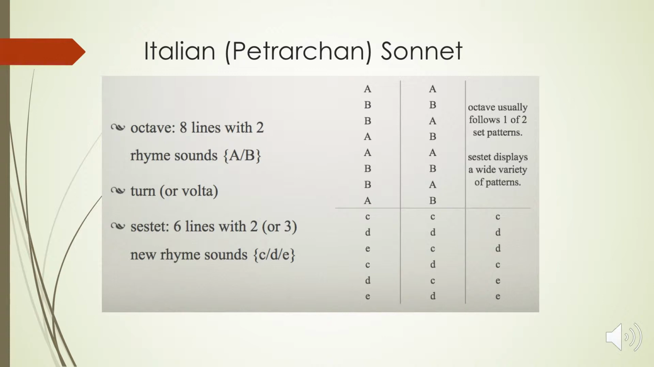and the turn occurs after the first octave, or the only octave, and then the sestet, which is 6 lines with 2 or 3 different rhyme patterns, is where we see the resolution after the proposition. The proposition is the question or problem that is posed to us in the first octave, and the resolution, or at least the way the proposition is addressed, occurs in the sestet, which occurs after the first octave.